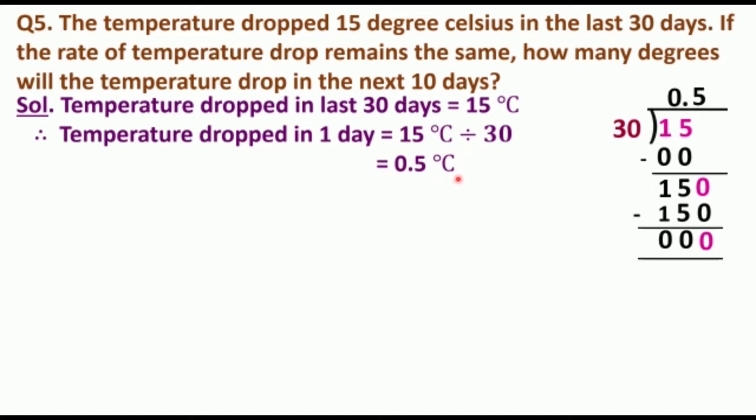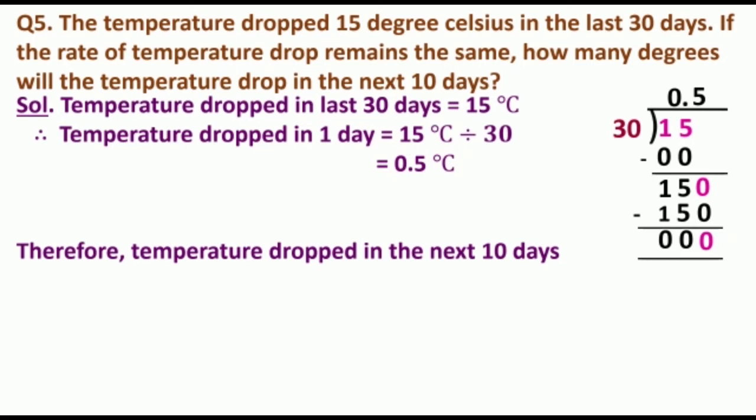Now we have to find the temperature dropped in the next 10 days. Okay. So the temperature dropped in the next 10 days will be equal to 10 into 0.5 degrees Celsius. Now see here how to multiply. First we will multiply this 0 by 0.5. Okay. So we will remove this decimal and we will simply multiply as we multiply whole numbers. Okay. So we will multiply this 0 by 0.5.